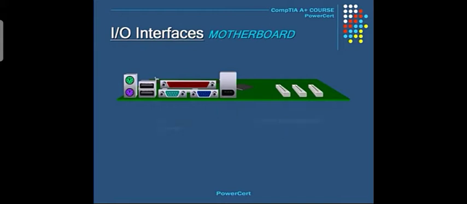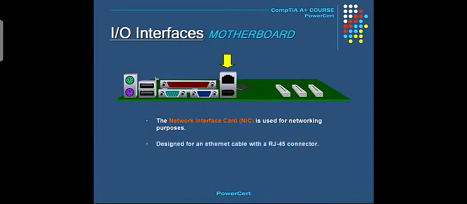The NIC or Network Interface Card is a port on the motherboard that is used for networking purposes, such as connecting to the internet and sharing data between computers. The port is designed for an Ethernet cable with an attached RJ45 connector. A NIC provides a computer with a constant dedicated connection to a network. And each NIC has its own unique identifier called a MAC address. The transfer speed ranges from 10 to 1000 megabits per second.